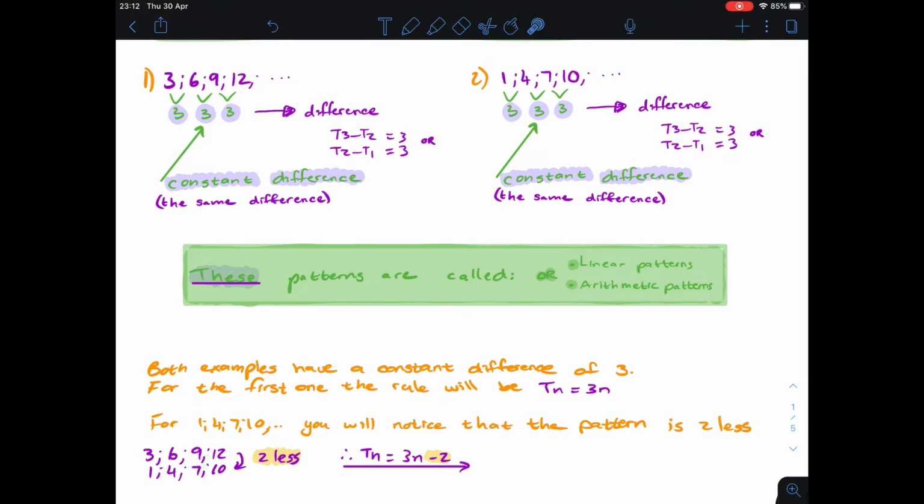And from 12 to 10, it is 2 less. So what's actually happening is the pattern rule will be exactly the same because it has a constant difference of 3, so it's still 3n, but it's 2 less, and that's why I get my minus 2 from.